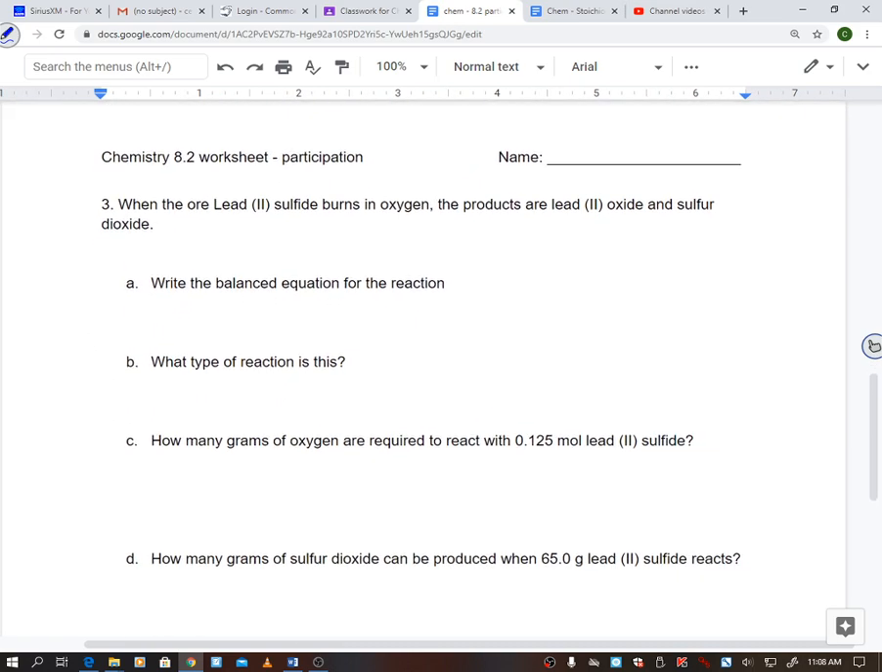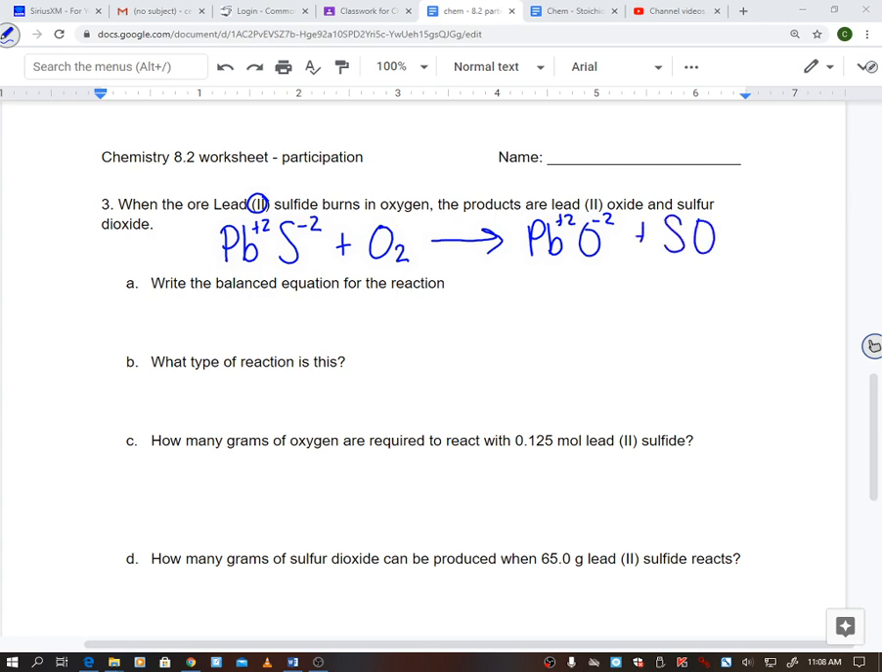When lead 2 sulfide burns in oxygen, this was just a little bit more practice with writing these things out. So this Roman numeral 2 means a positive 2, sulfide's a negative 2, so it's good. It burns in oxygen gas, so it's got to be O2. The products are lead 2 oxide, those all work out okay, and sulfur dioxide means 2 oxygens.